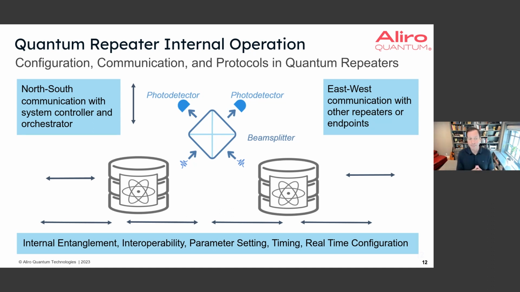these devices. There's north-south communication, which occurs between the repeater and the repeater devices, and for example, a system controller, and maybe even the orchestrator of the system. There's also east-west communication, and that communication occurs with other repeaters in the system, other memories in the system, and even other endpoints in the system.